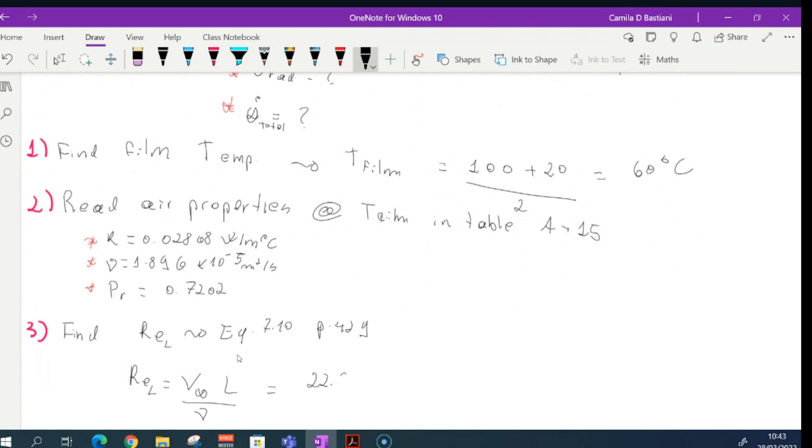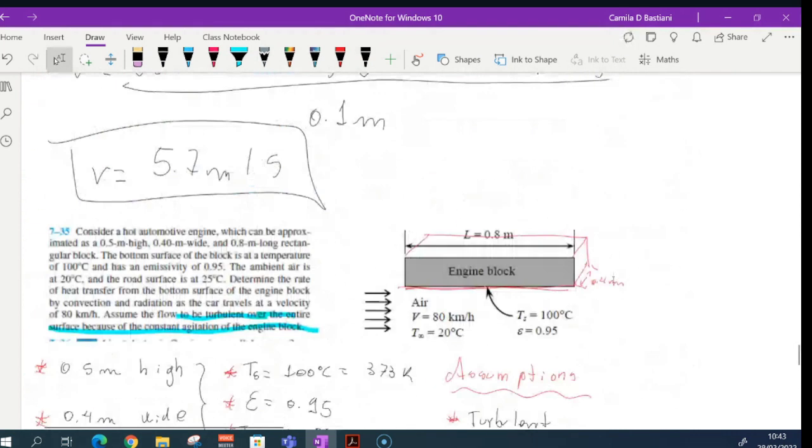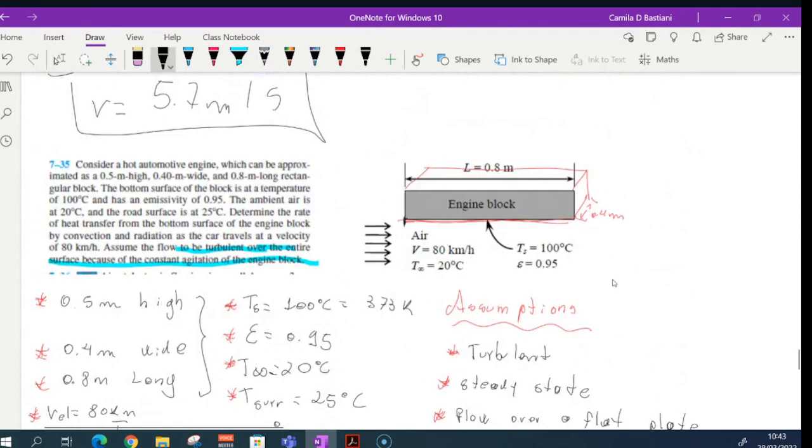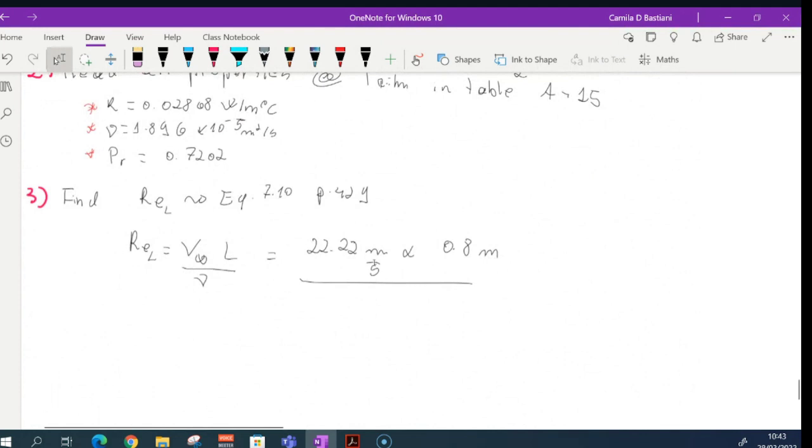My velocity of the air we already established as 22.2 meters per second multiplied by my length, the length of the block, 0.8 meters. So I'm talking here about my Reynolds number at the end of this 0.8 meters. So I'm calculating my Reynolds number for exactly this length here. That's what it means. Divided by my kinematic viscosity.